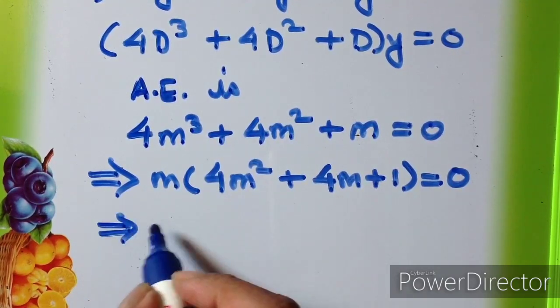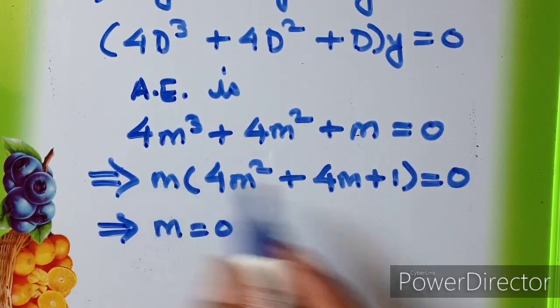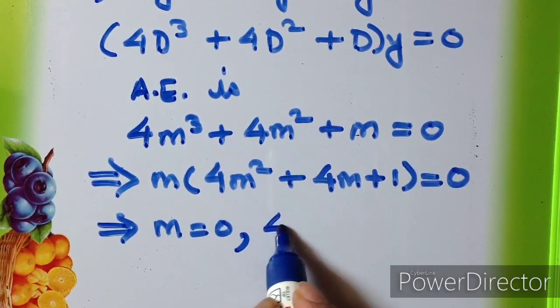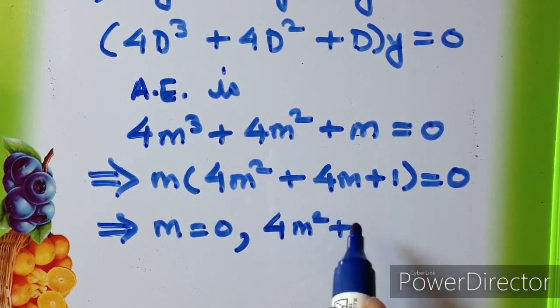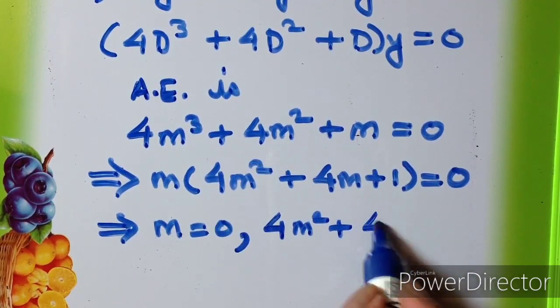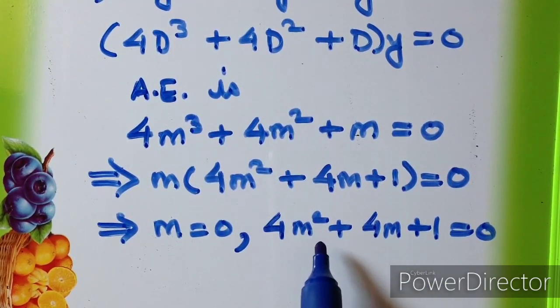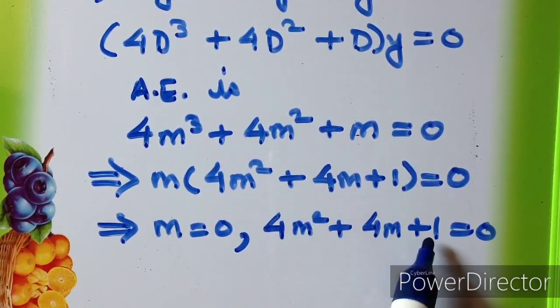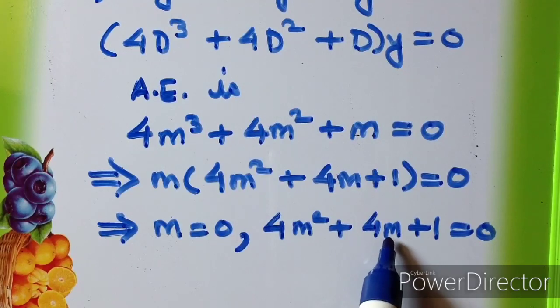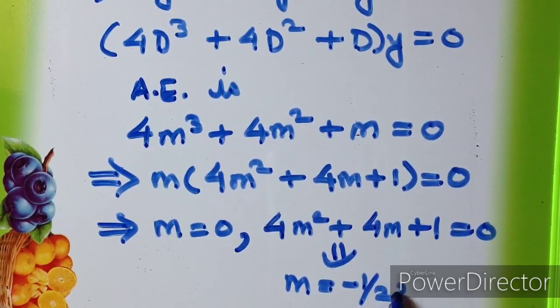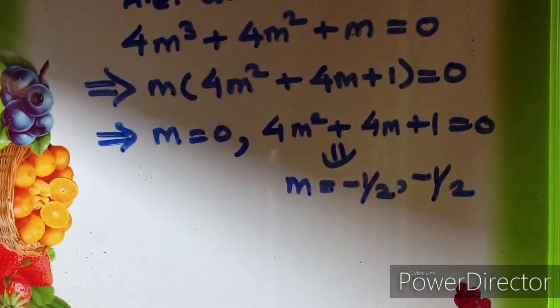So obviously for the first one, m is equal to 0. Then I have to solve the second part: 4m square plus 4m plus 1 is equal to 0. Once again, this is a quadratic equation. If you solve this equation, you will get m is equal to minus 1/2 and minus 1/2. That means the roots are repeated.